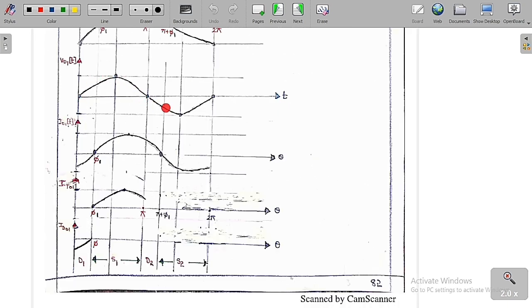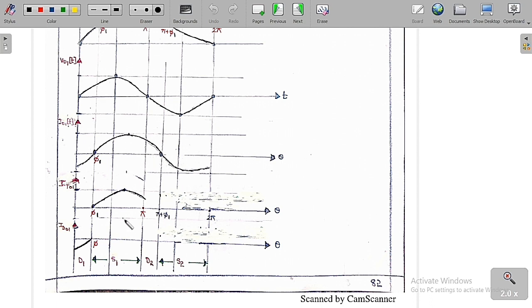Now I will draw the fundamental output voltage and the fundamental output current. I have already explained the fundamental output voltage expression in detail: it is 2 VDC by pi sine omega naught t. Similarly, the fundamental output current is I01 max into sine of omega naught t minus phi 1. This is the graph we get for the fundamental component of the output current.